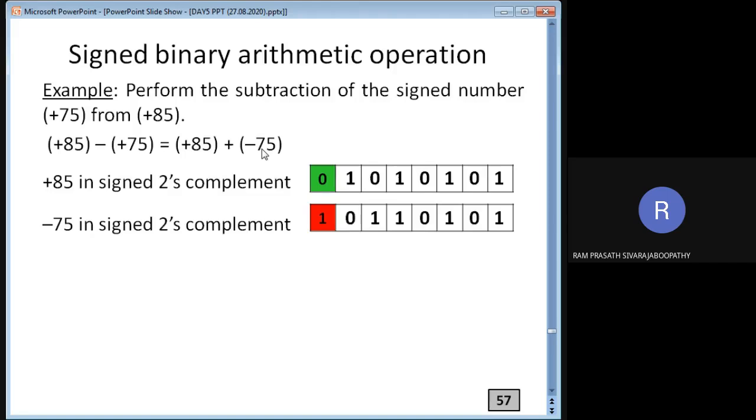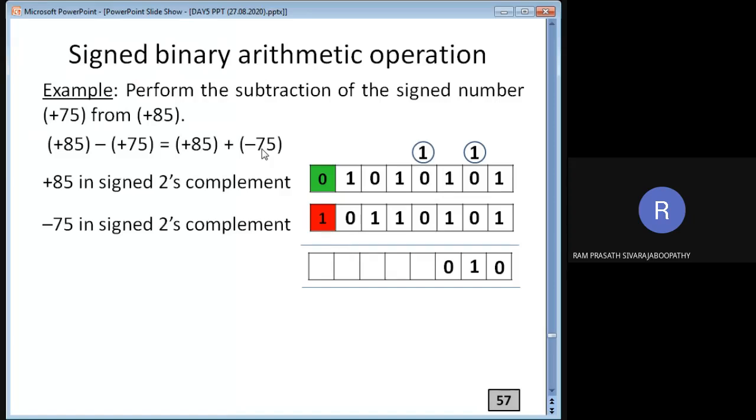Minus 75 is represented in signed 2's complement. Now we are going to add it. See what we get on adding. 0 carry 1, 1 0 carry 1, 1 0 carry 1, 0 carry 1, 0 carry 1, 1 plus 1 is 0. Clear? What to do if a carry comes here, we have said in signed subtraction using 2's complement addition. If a carry comes, what should we do? Just discard it. The number is positive. Okay, so positive, the value is 10. Clear? What is its equivalent value? 10, so plus 10. So when I subtract 75 from 85, what do I get? Plus 10.